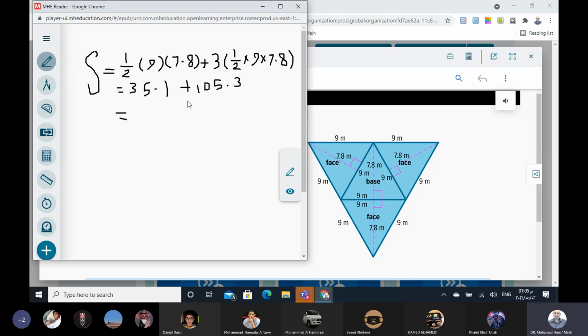Now we want to add 35.1 plus 105.3. So the answer is 140.4 meters squared. Great for all. Who has any question here? No questions?